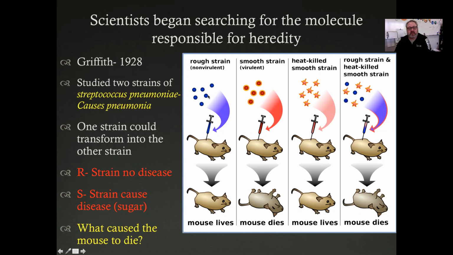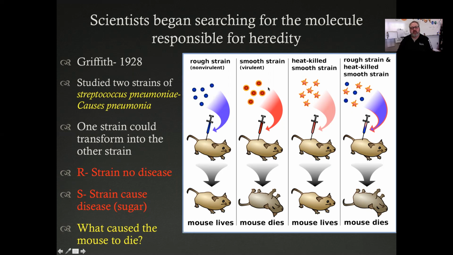And what he found was that the rough strain did not kill the mouse. Obviously he did this lots of times. The smooth strain he injected the mouse with did kill the mouse. So we can expect that in the future, anything injected with a live bacteria of the smooth strain is going to kill the mouse. Live bacteria of the rough strain, not going to kill the mouse.